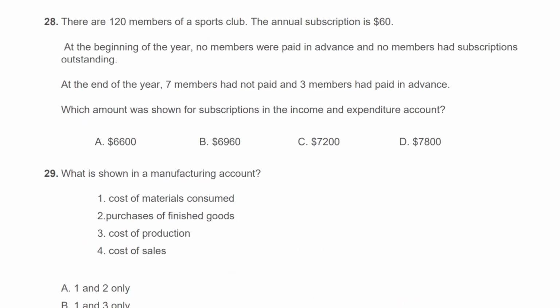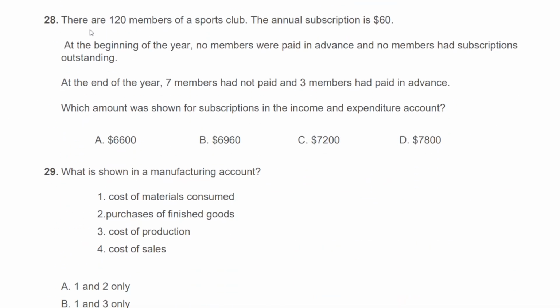Number 28. There are 120 members of a sports club. The annual subscription is $60. At the beginning of the year, no members were paid in advance and no members had subscriptions outstanding. At the end of the year, 7 members had not paid and 3 members had paid in advance. Which amount was shown for subscription in the income and expenditure account?